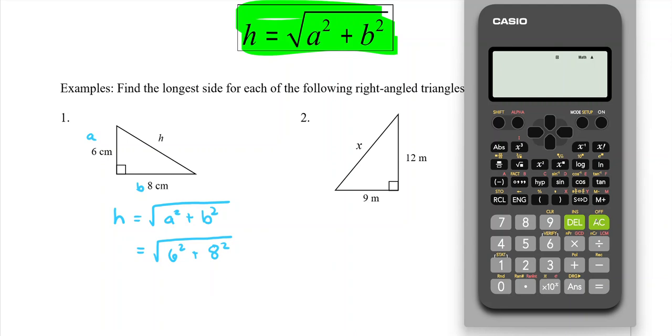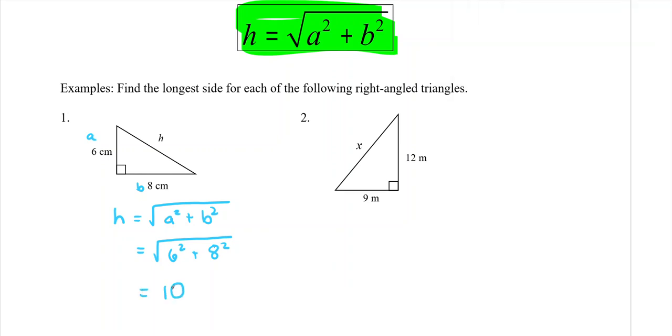So square root button is here. So everyone type this in, square root. And then I want 6, and you need a little square button, which is that one there, the X with the little 2 on it. 6 squared plus 8 squared, and press equals. Did you all get the same as me? Did you all get 10? Yeah. Beautiful. So the answer is 10.